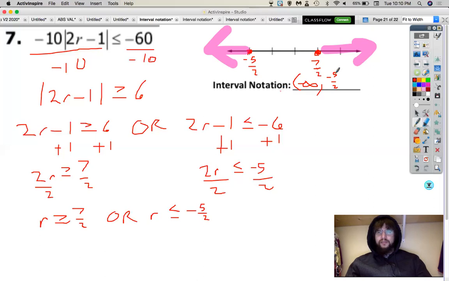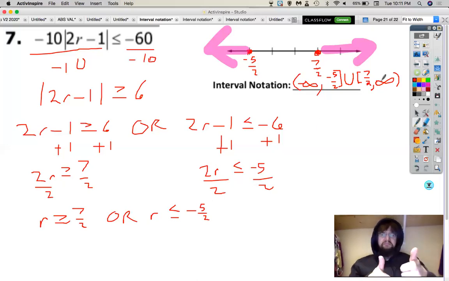And it does include it. We're going to union that. 7/2 to infinity. All right, that's interval notation. We're good.